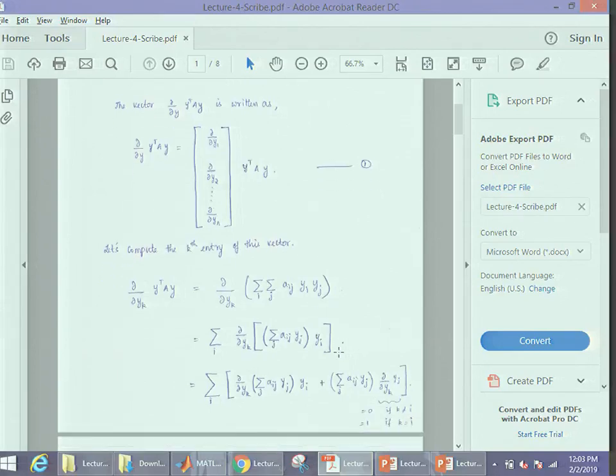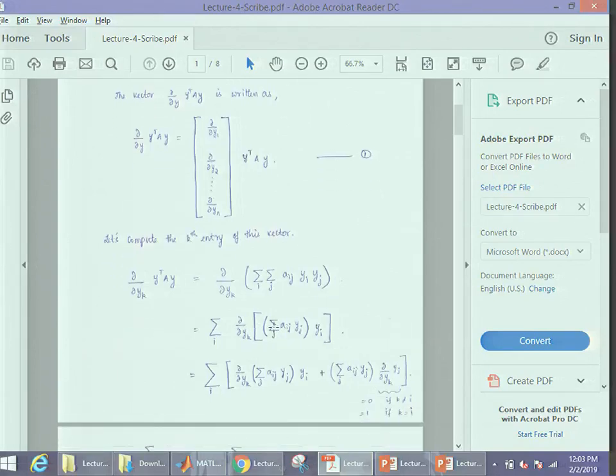Now this is a partial derivative of a product of two terms. Let's call this the u term and this the v term. Using the product rule, ∂(uv) = u dv + v du, so this is du times v plus u times dv.